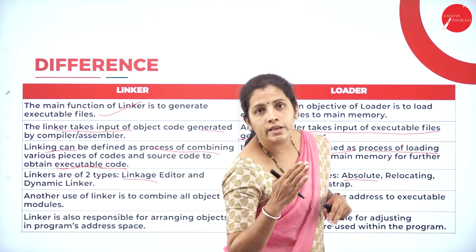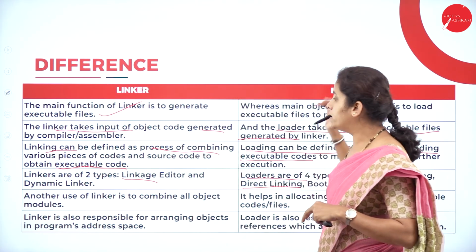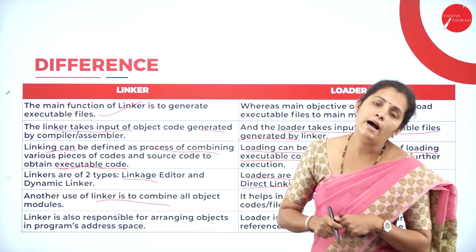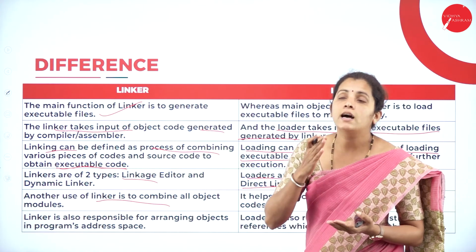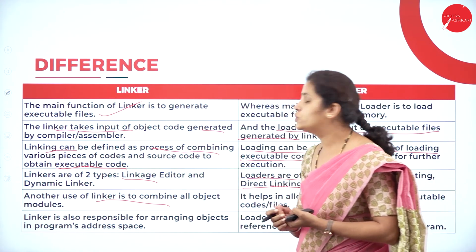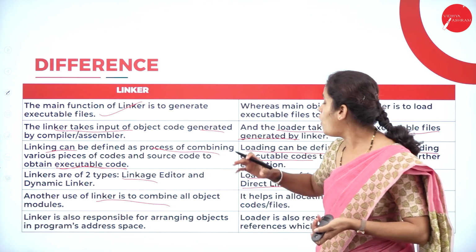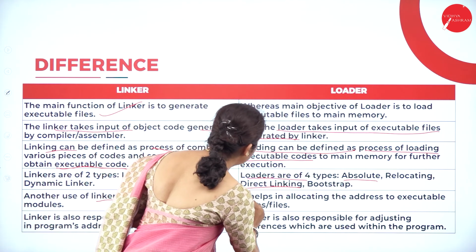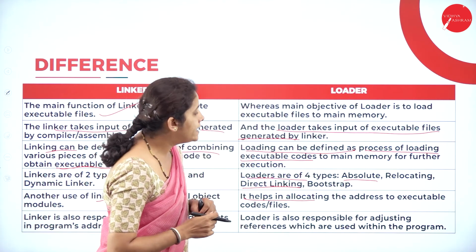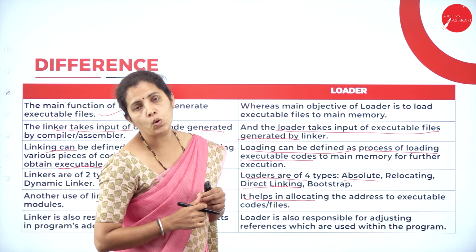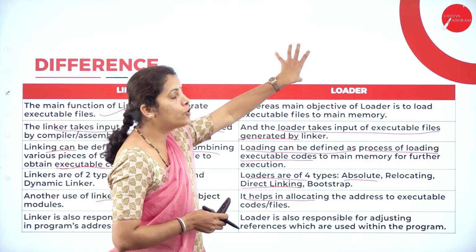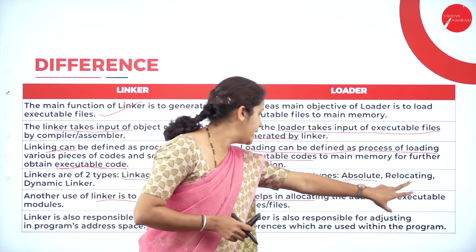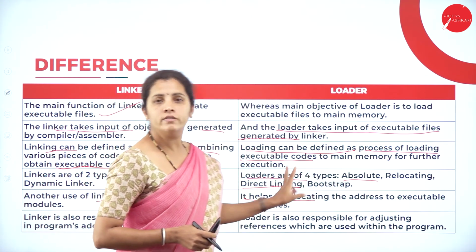These are some of the examples for loader. Then the linker links or combines object modules. That means the job of the linker is to combine or join all the object modules, whereas the loader helps in allocating the address to executable codes or files. That means the job of the loader is allocating the address to the executable codes or files.